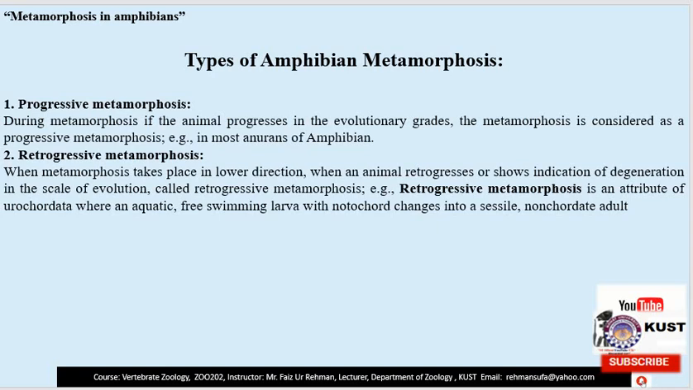Retrogressive metamorphosis. When metamorphosis takes place in a lower direction, when an animal retrogresses or shows indication of degeneration in the scale of evolution, it is called retrogressive metamorphosis. This is an attribute of Urochordata, where an aquatic free-swimming larva with a notochord changes into a sessile non-chordate adult.